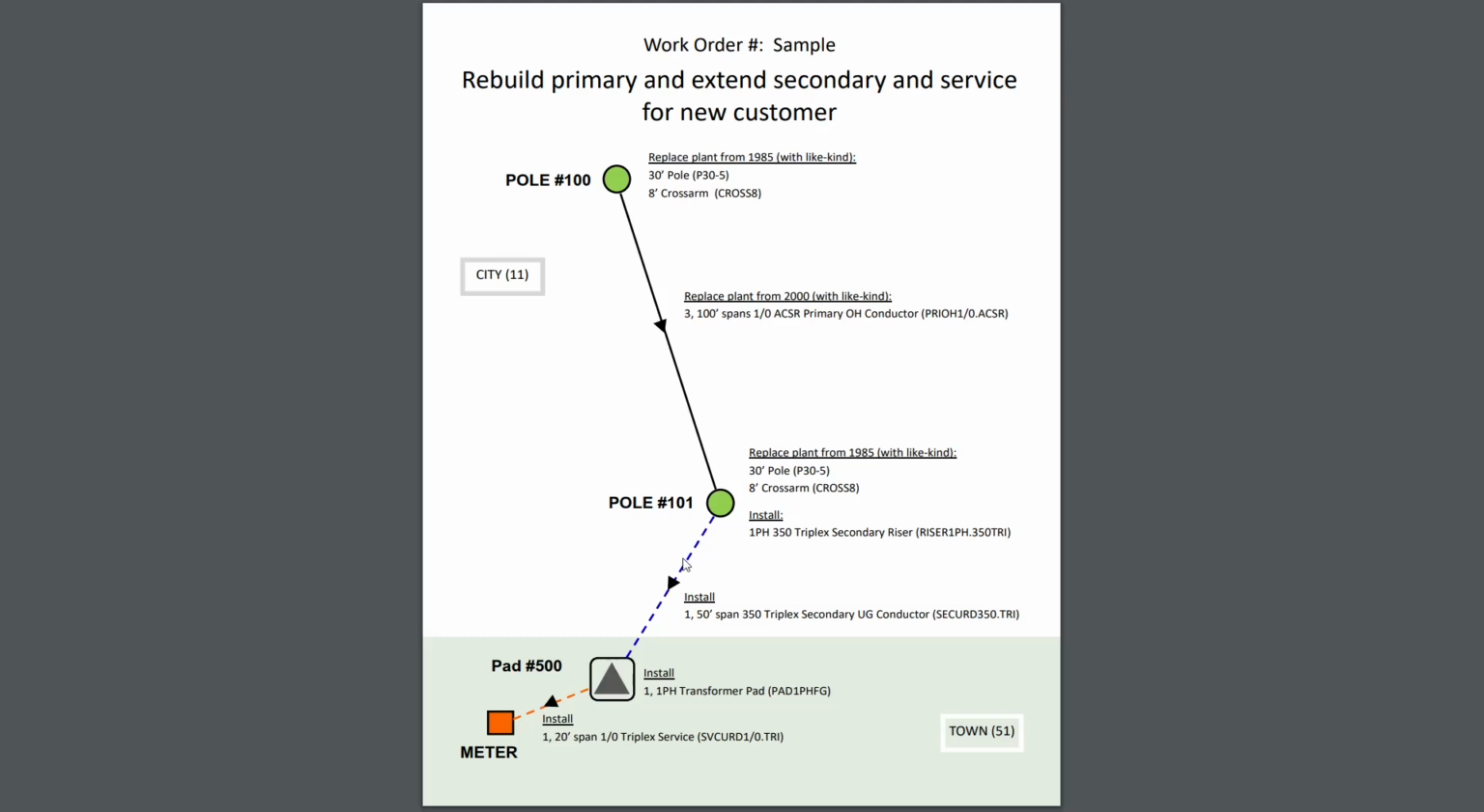Then we're going to extend service to a customer by adding a riser, a secondary underground wire, an underground transformer, and we'll add a service wire going out to the customer. Let's switch over to ArcGIS Pro now and OpenPoint Map and get started.